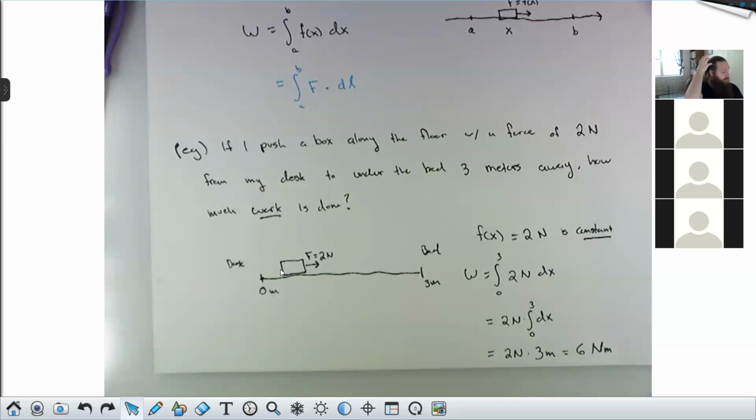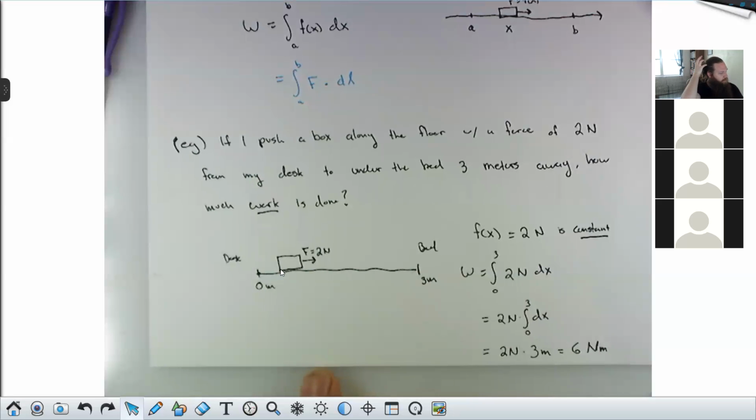And that's the unit that you have for work. The SI unit is newton meters, AKA joules, which you notice is the same unit as energy if you've taken physics. So work and energy are kind of equivalent. And there's an important theorem in physics called the work-energy theorem that relates them.